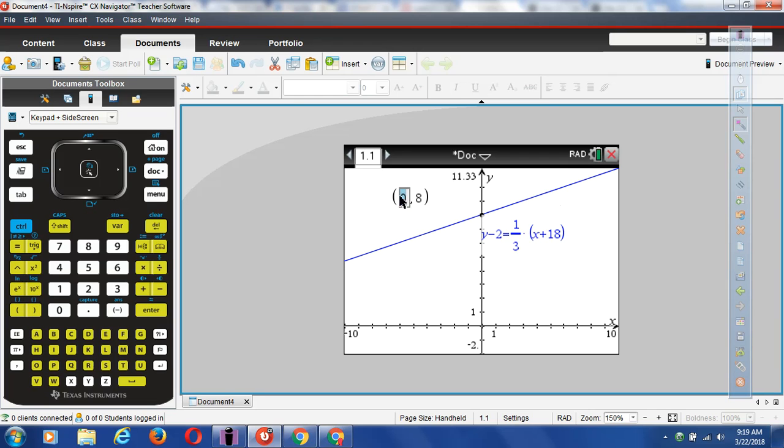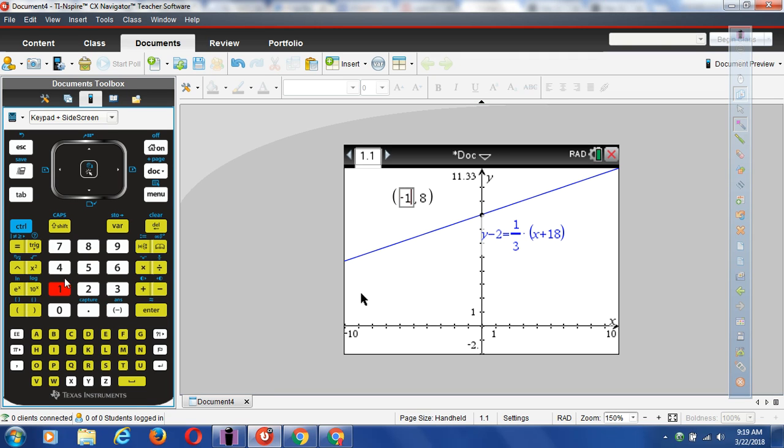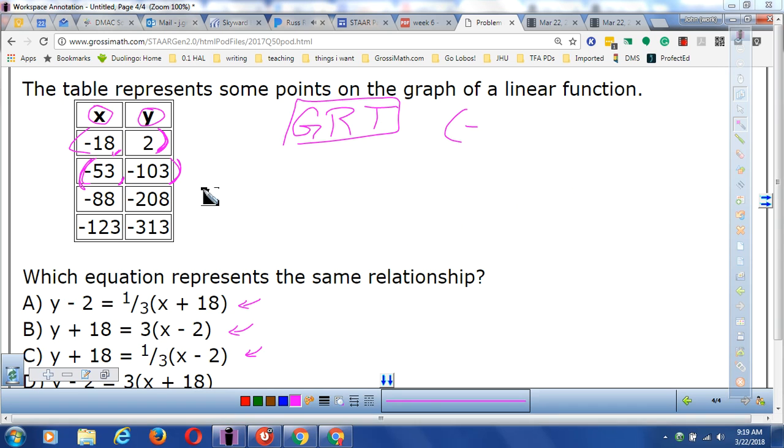So I'm going to click in there, and I'm going to change that x to match the table. So right here I look, negative 18. Okay, right there, negative 18. I see there a 2. It matches. But it's not okay to just have one match. You have to check them all, because you know how they do on the STAAR. They'll try to mess you up by having one number that was different or something like that. So just double check it.